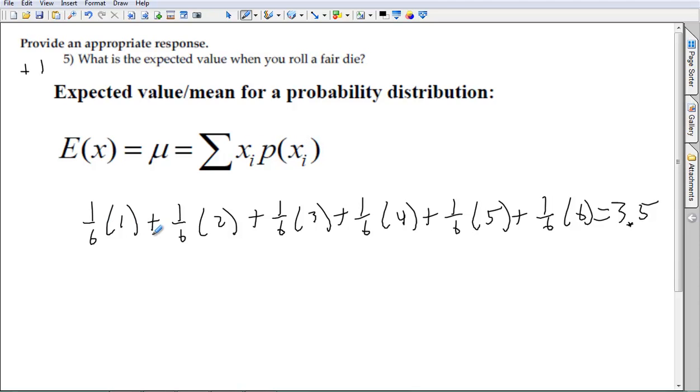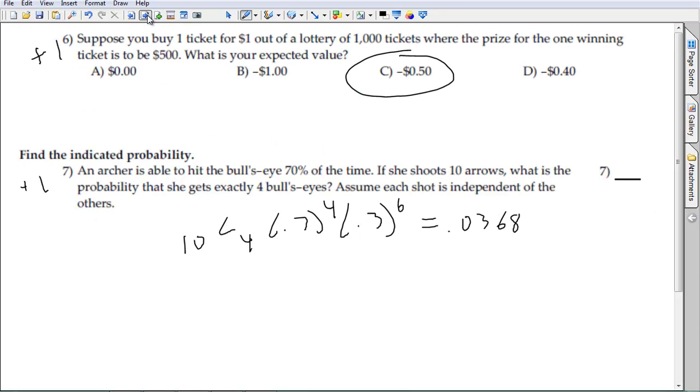So there's 1/6 times 1 plus 1/6 times 2 all the way through the roll of the dice. The average is 3.5, and I think we did that one in class too.